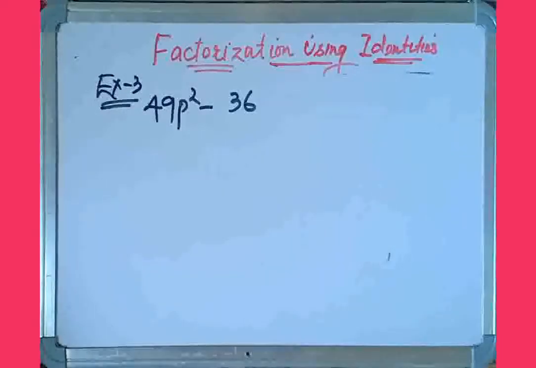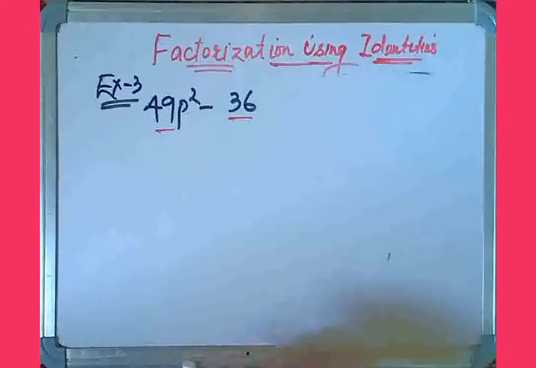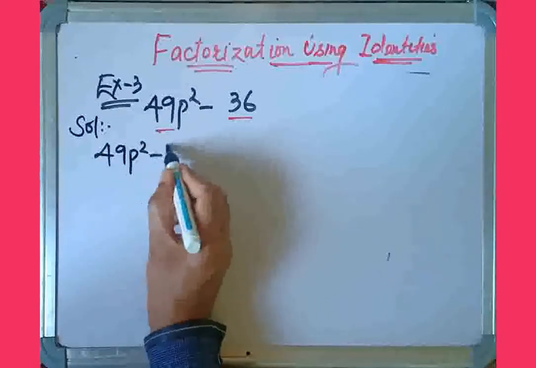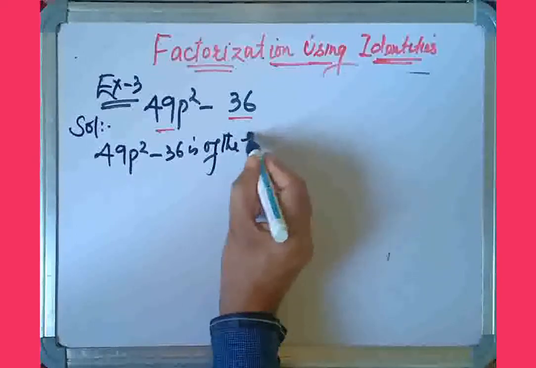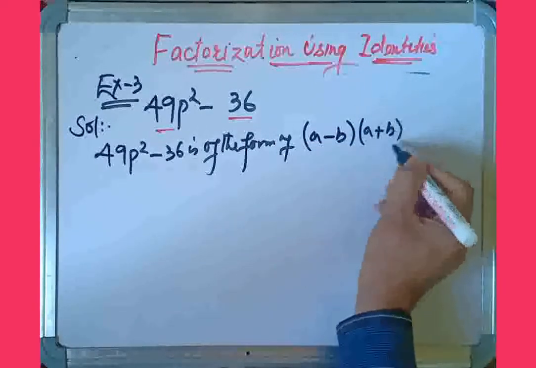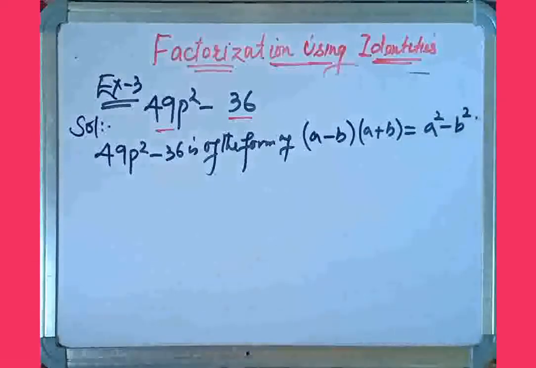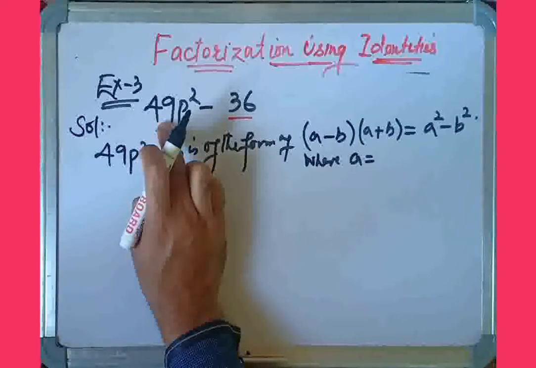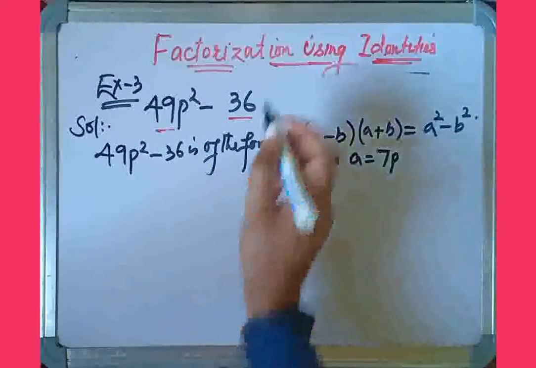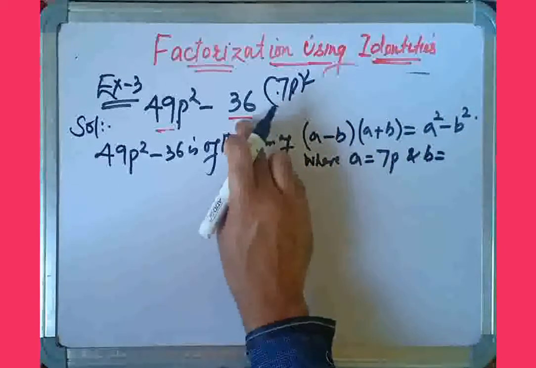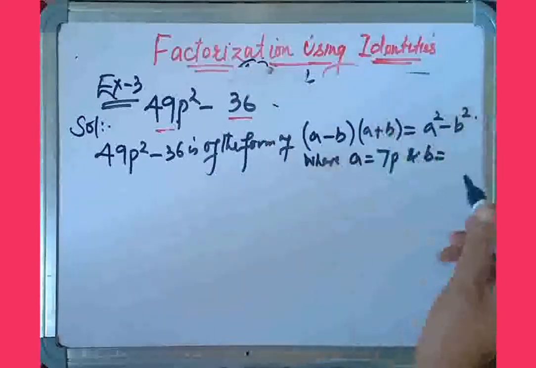Let's take another example, the third example: 49p square minus 36. You can see here it has only two terms, so this expression is in the form of the third identity. Solution: 49p square minus 36 is of the form a minus b into a plus b is equal to a square minus b square, right? Where a is the perfect square of 49, which is 7, and p, so a is equal to 7p whole square. 7 7s are 49 and p into p is p square. And b is equal to 6, since 6 6s are 36. This is the perfect square of 6, and b is equal to 6.